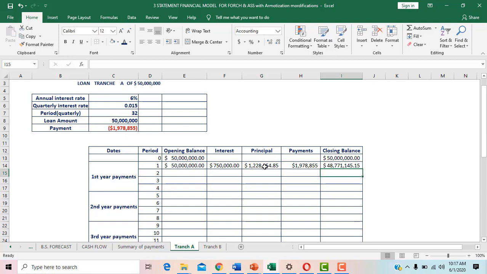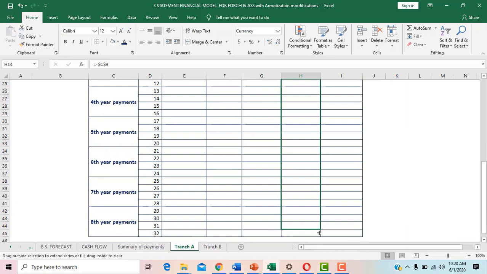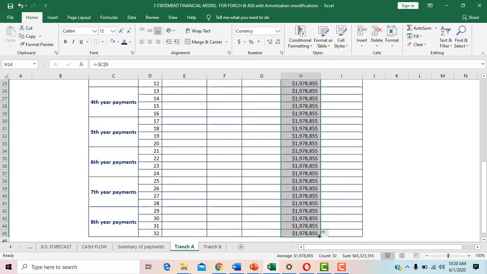So the logical flow continues. The opening balance of what you owe in this new period will be the ending balance you closed with in the last period, which is equal to $48,771,145. The company is going to make the same payment for all 32 periods. So we just fix that and we pull it right up to the 32nd period.